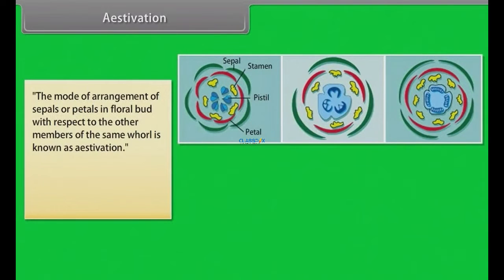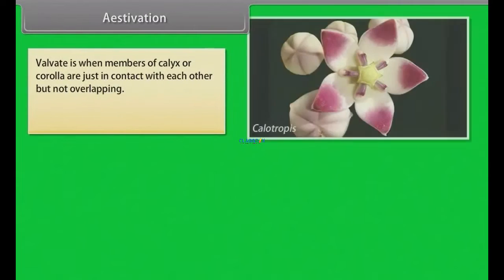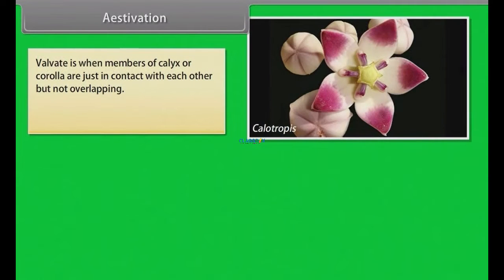Estivation. The mode of arrangement of sepals or petals in floral bud with respect to the other members of the same whorl is known as estivation. The main types of estivation are valvate, twisted, imbricate, and vexillary. Valvate is when members of calyx or corolla are just in contact with each other but not overlapping. Example, Calotropis, it is said to be valvate.